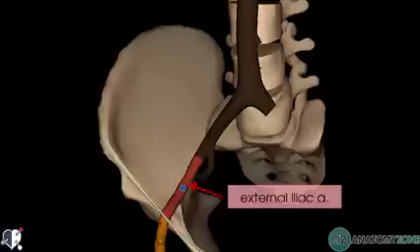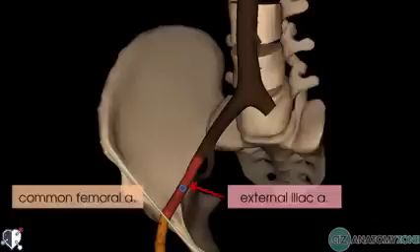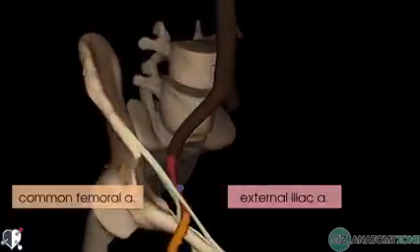So coming back to the external iliac artery, this artery becomes the common femoral artery as it crosses under the inguinal ligament to enter the femoral triangle.